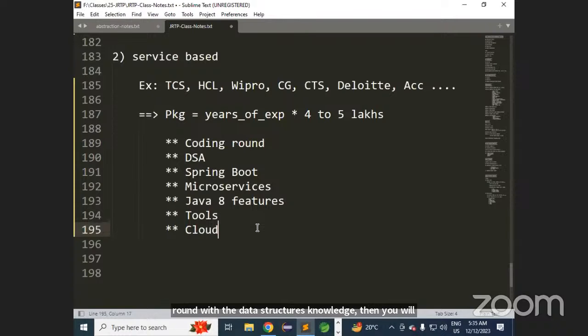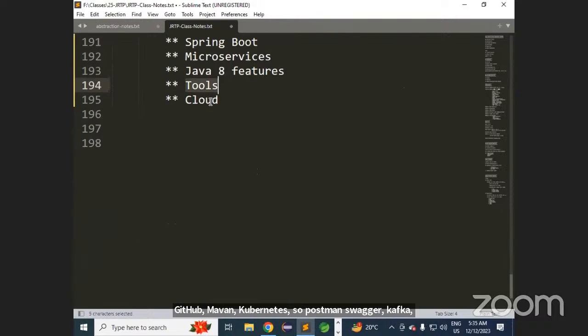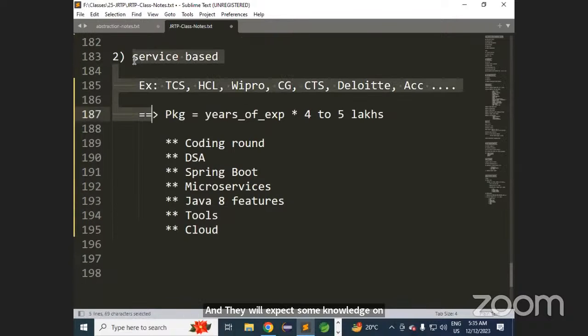In the technical round, they will ask questions on Spring Boot, microservices, Java 8, and tools like Jenkins, Docker, GitHub, Maven, Kubernetes, Postman, Swagger, Kafka, Redis. These kinds of tools they are going to expect. And they will expect some knowledge on the cloud. So this is the interview process when you go for service-based companies. Are you guys clear? Once our JRTP is completed, you can attend the interviews in the service-based companies, not in the prod-based company.